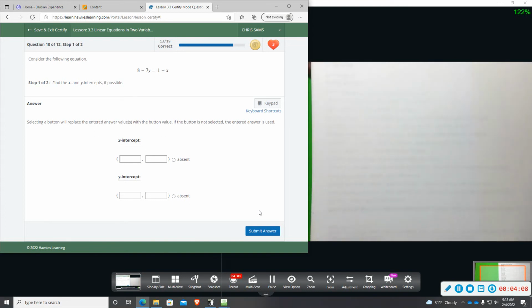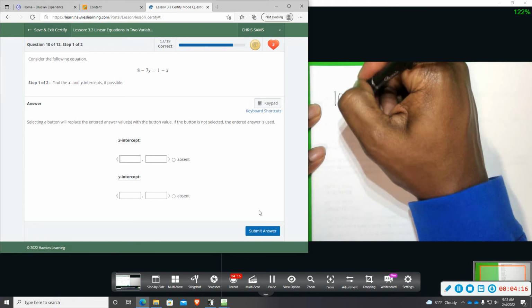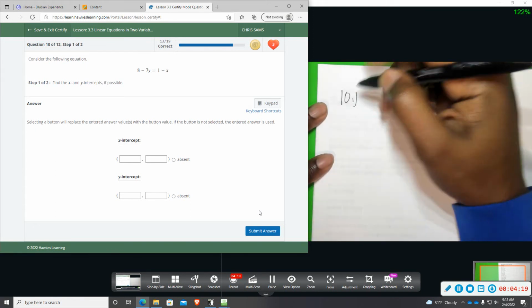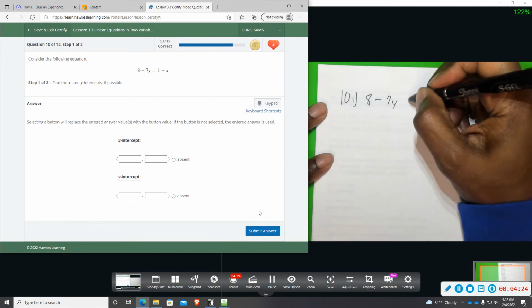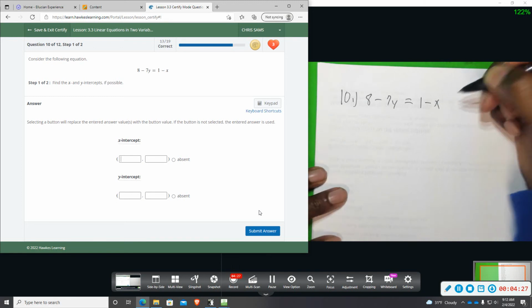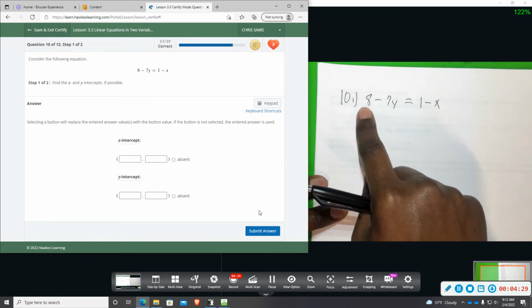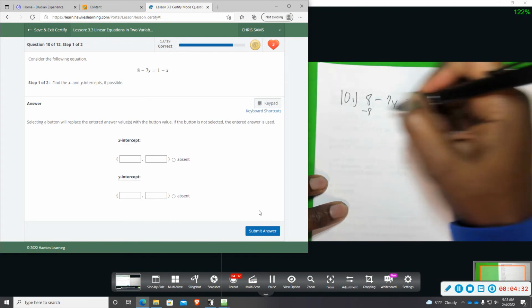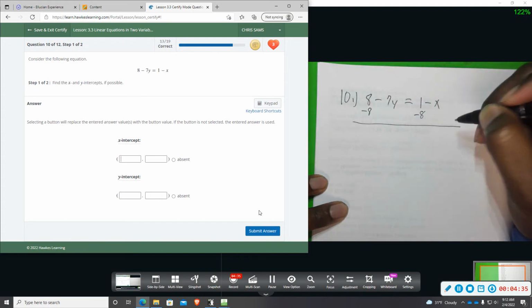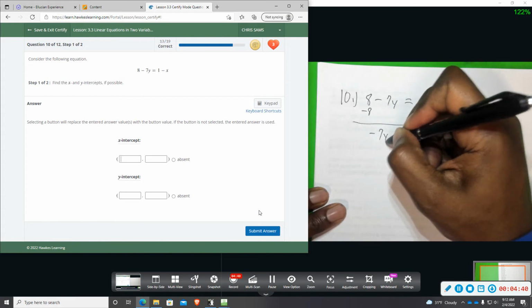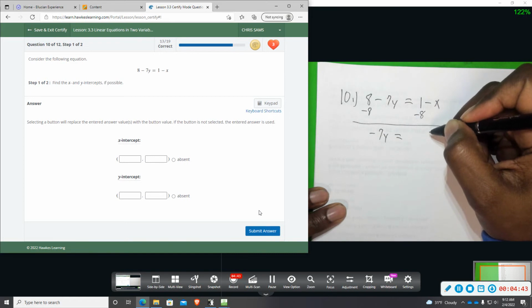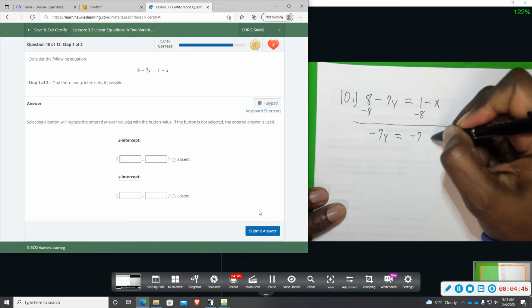Alright, number 10, same type of problem, new numbers. So we have 8 minus 7y, and that is equal to 1 minus x. Alright, so again, I'm going to simplify a little bit. I'm going to move this term over. So I'm going to subtract 8. And then this will give me negative 7y equals negative 7 minus x.